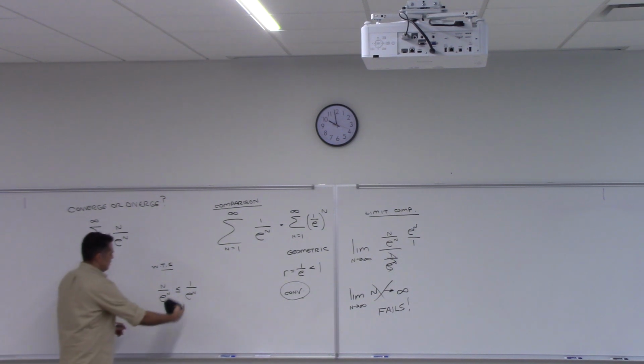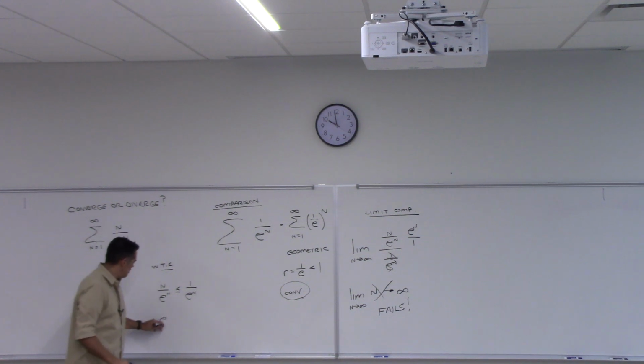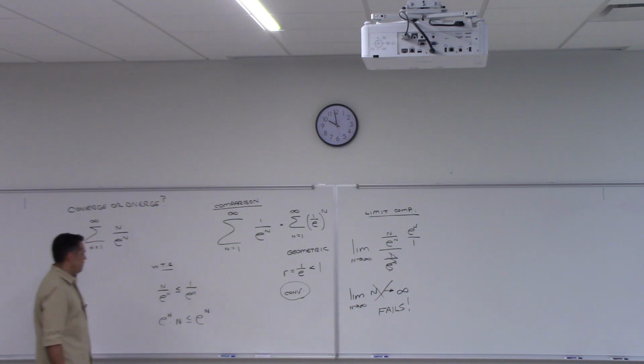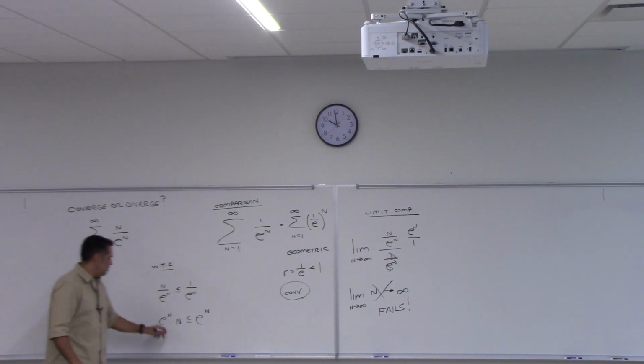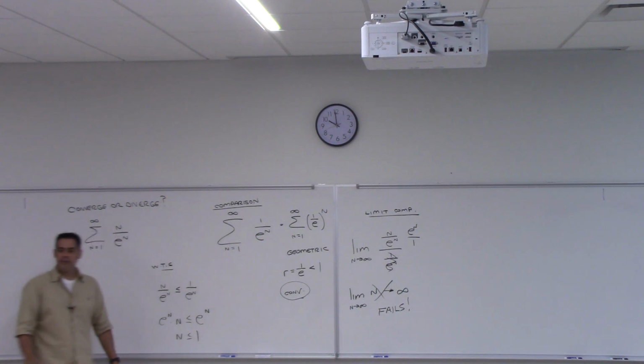And then do our thing. E to the n times n less than or equal to e to the n. Divide both sides by e to the n. Guess we could have done that. See, if you clear your fraction, no, I'm just going to shut up. Divide by e to the n, and you get this.